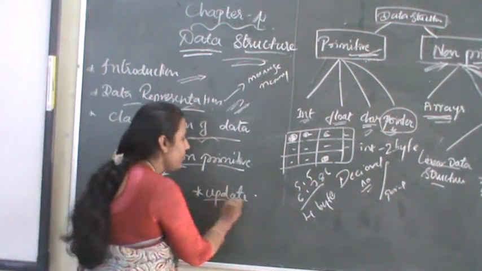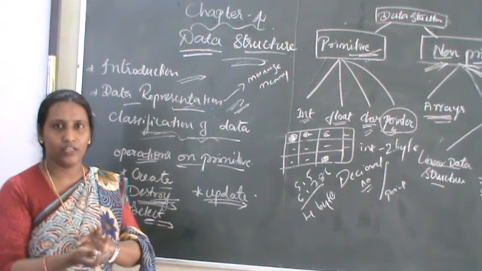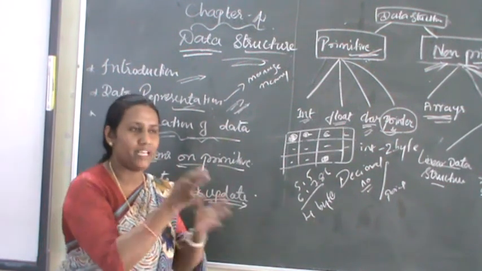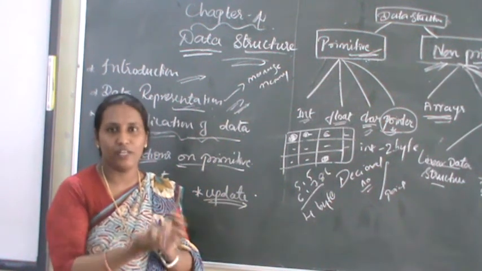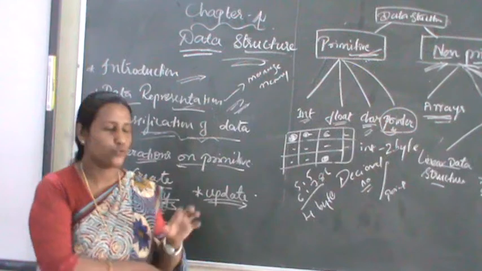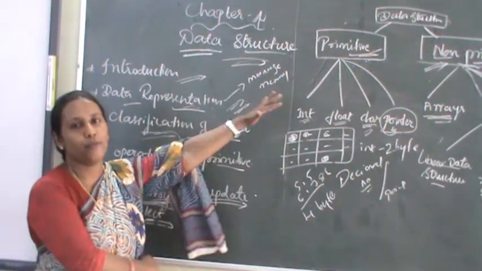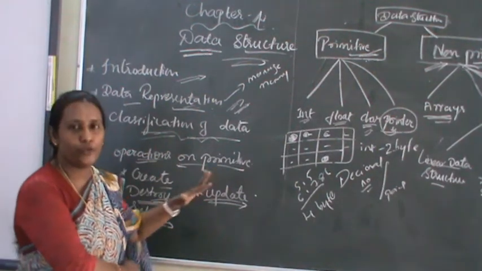Next we have the update operation. Update means changes. If we want to remove that data and give some other data in its place, at that time the changing takes place. Updation means manipulation or changes. That changing of data can also be performed in a primitive data structure. So this is about the operations of primitive data structures.